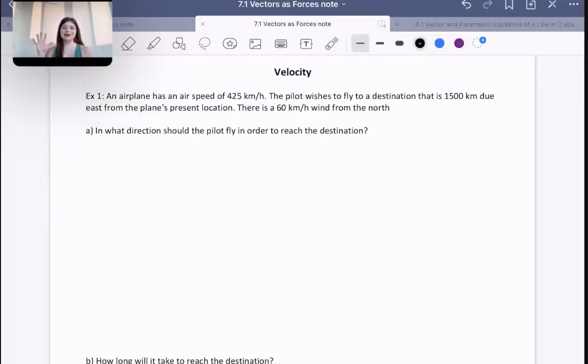Hello, everyone. Welcome back. Today, I'm going to be talking about velocity as a vector. So, what even is velocity? Velocity is just another word for speed, a speed that also has a direction, right?